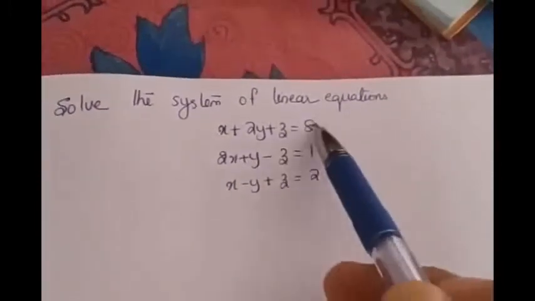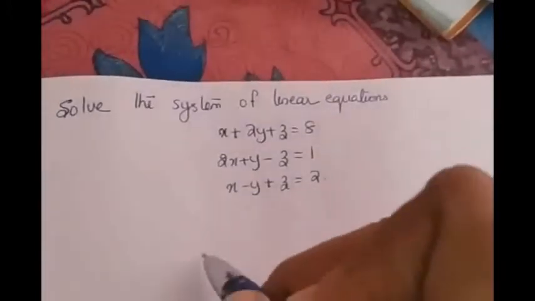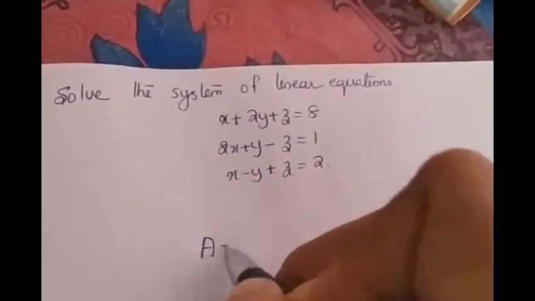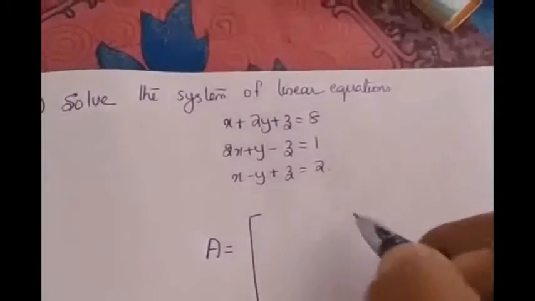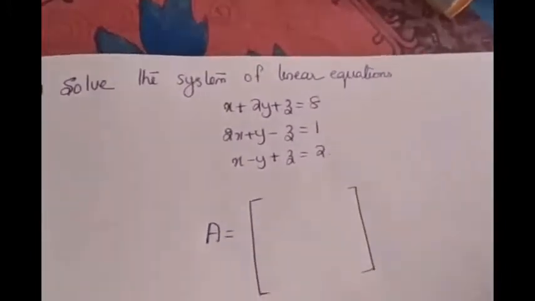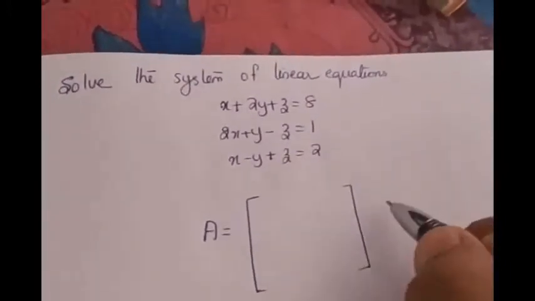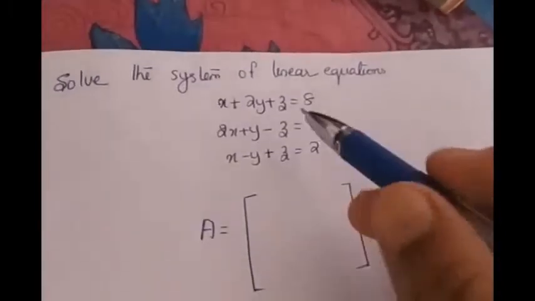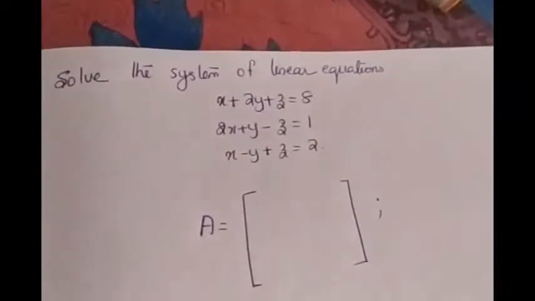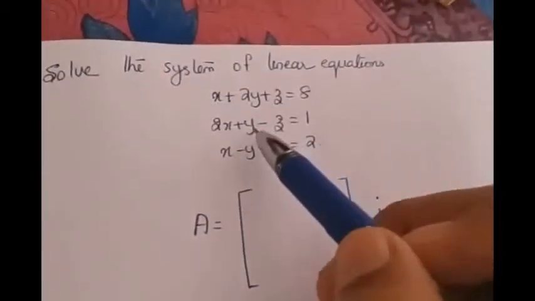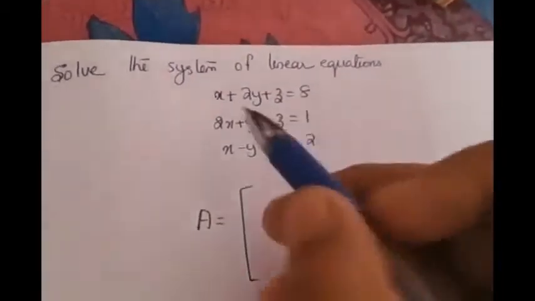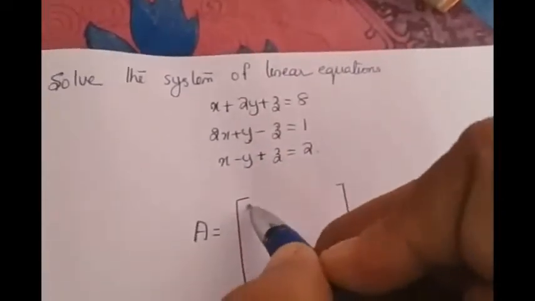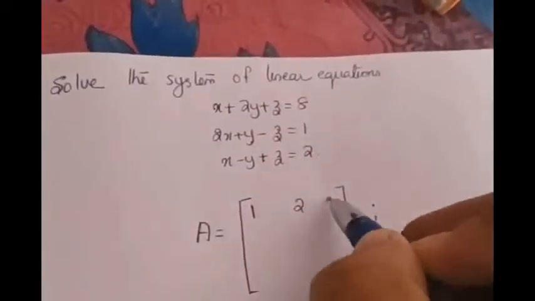So what we will do is convert the system into matrix format. We will write A. What is A? A is the coefficient matrix. So take the coefficient matrix in the order x, y, z. x, y, z is not a compulsory order. If you are taking the order y, z, x, then from all three equations you have to take the coefficients in the order y, z, x. Okay. So if I am taking the order x, y, z, 1, 2, 1 will be the coefficients.